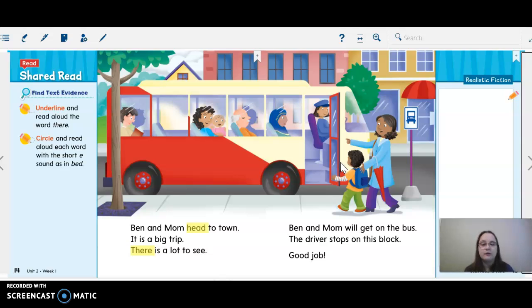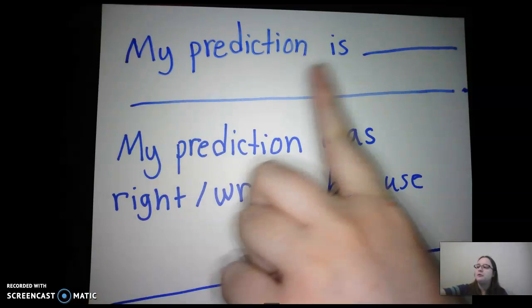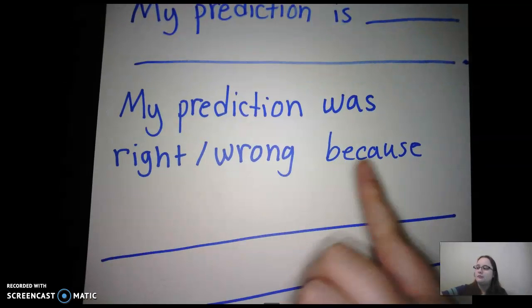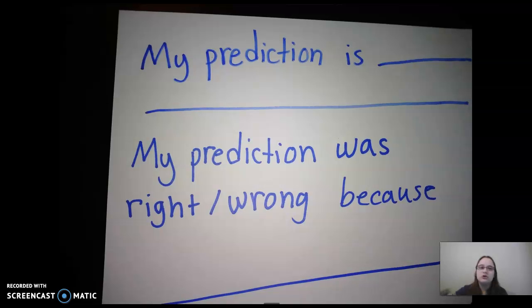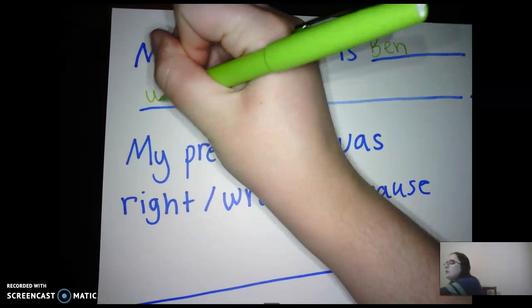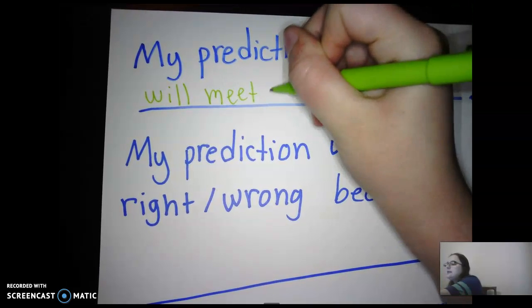So friends, we're going to head on over to our paper for the day, and we're going to talk about your assignment, and I'm going to model what you're going to be doing for your assignment. Okay, friends, when you get on Seesaw, you'll have a sentence frame that looks like this. It says, my prediction is blank, and you'll fill in the blanks. And then it says, my prediction was right or wrong because, and then you'll fill in the blanks. So remember, my prediction is Ben will meet a teacher.